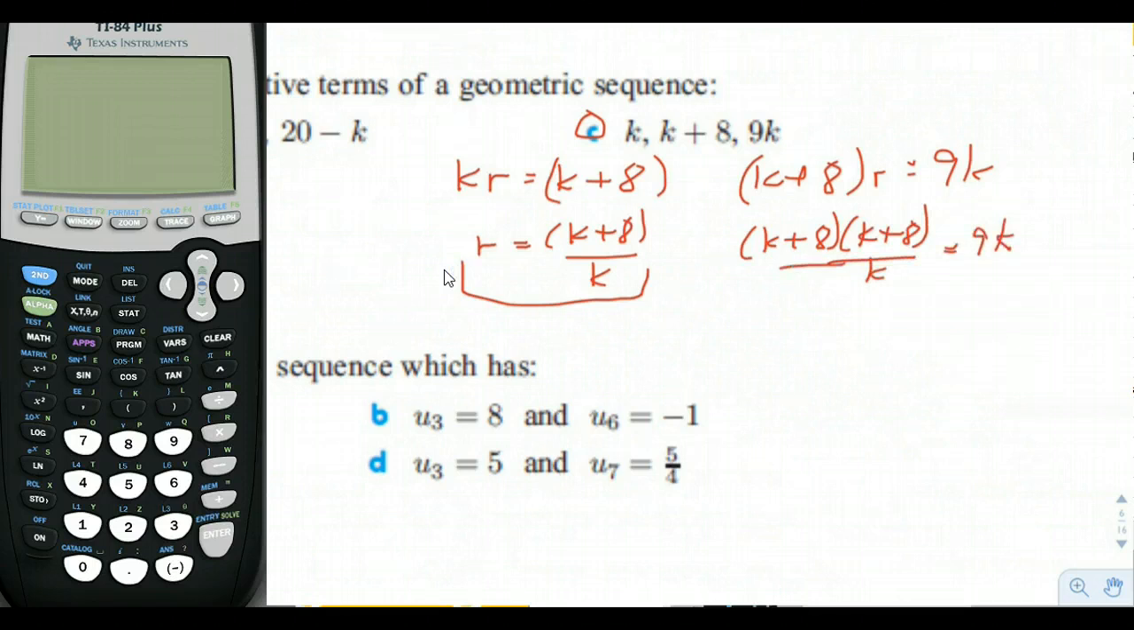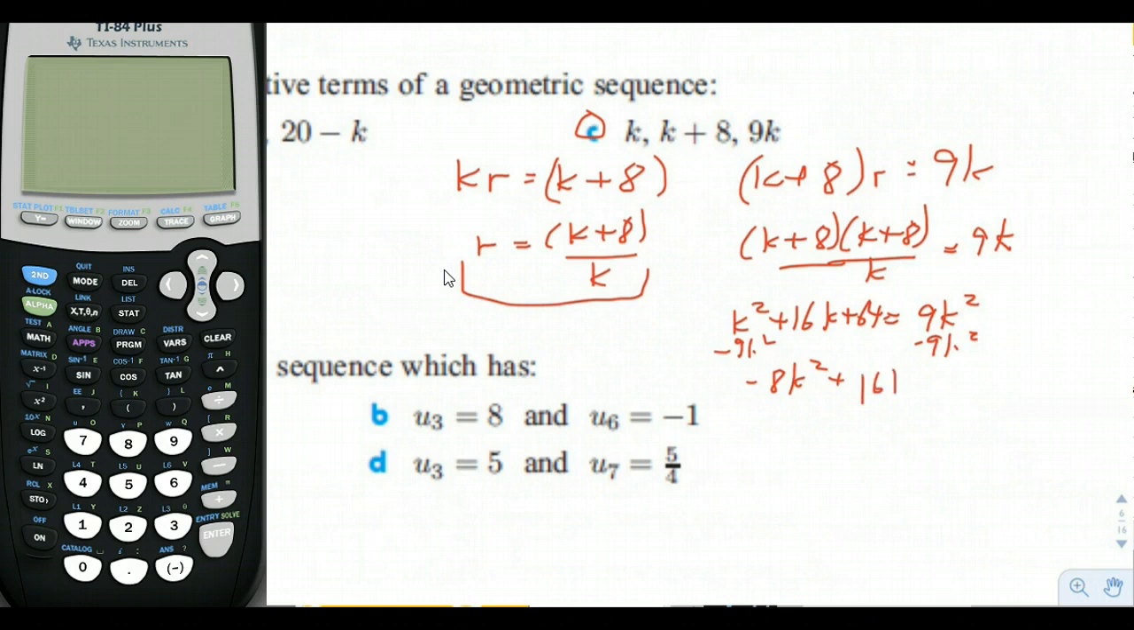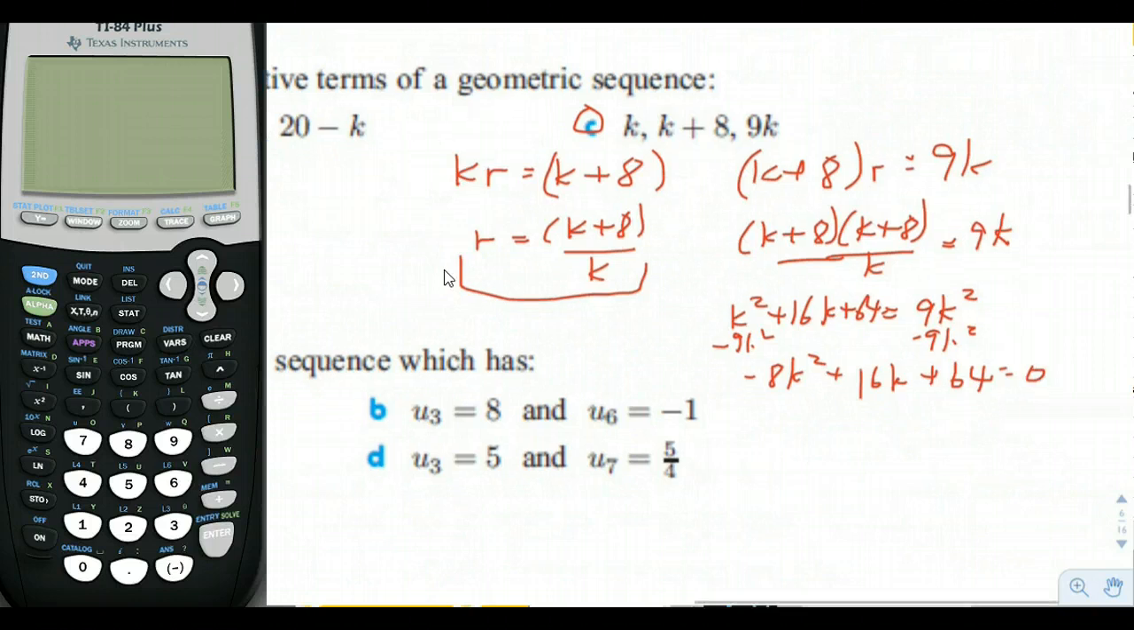Multiply both sides by K, we get 9K squared. And here we can multiply out the K plus 8 squared. We get K squared plus 16K plus 64. And then we could subtract 9K squared from both sides. And that'll give us negative 8K squared plus 16K plus 64 equals 0.